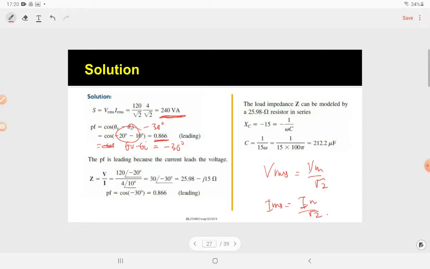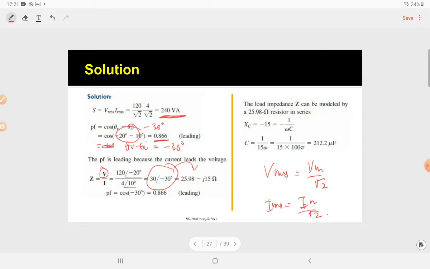All right, so the impedance value is equal to V divided by I. V in the phasor form is 120 with a phase angle negative 20 degree, divided by I, which is 4 with a phase angle of 10 degree. So you got equal to 30 with a phase angle negative 30 degree. If we convert this into a rectangular form, you got Z equal to 25.98 minus j15 ohm.